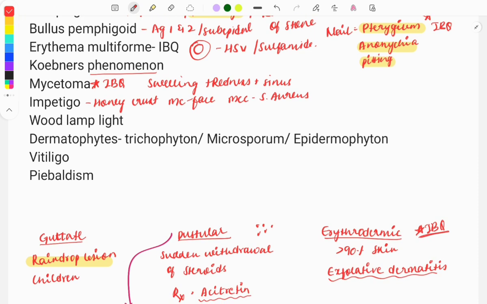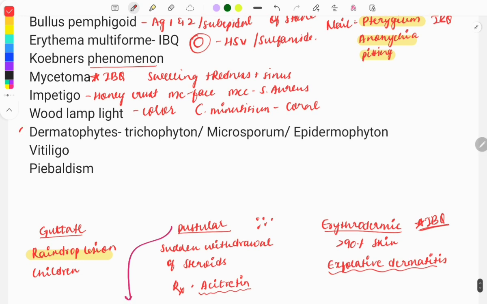Moving on, the Wood's lamp. Questions are asked on the Wood's lamp: the color changes. Which organism shows which color changes? For example, Corynebacterium minutissimum shows a coral red color on the Wood's lamp, and there are certain other diseases which show color changes on the Wood's lamp, and you need to read about those diseases.